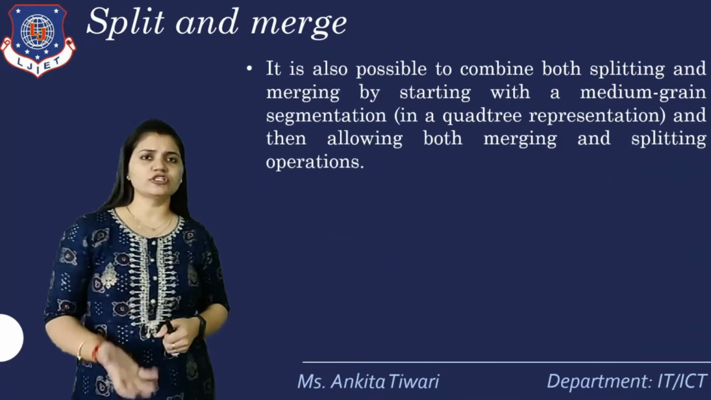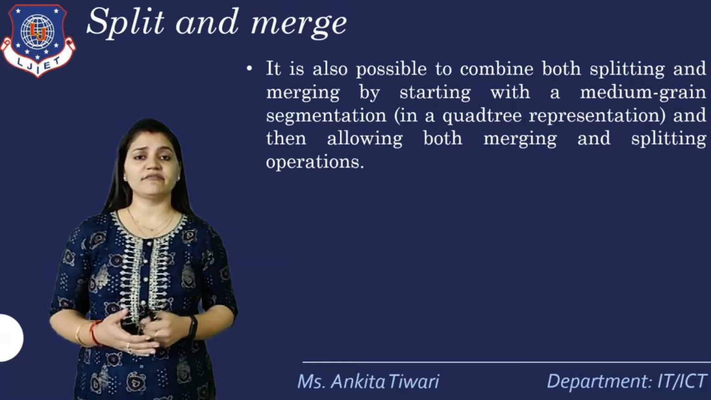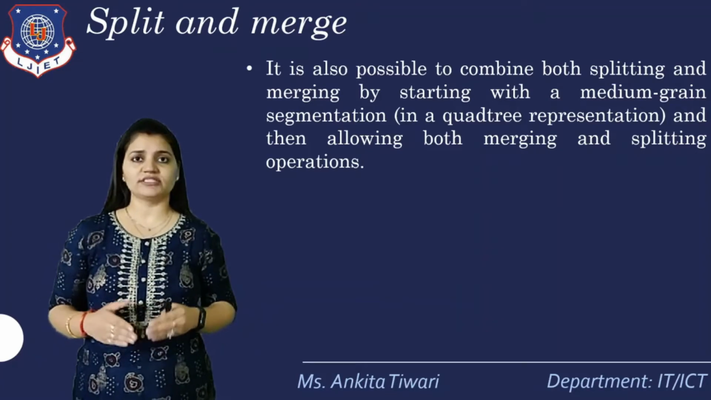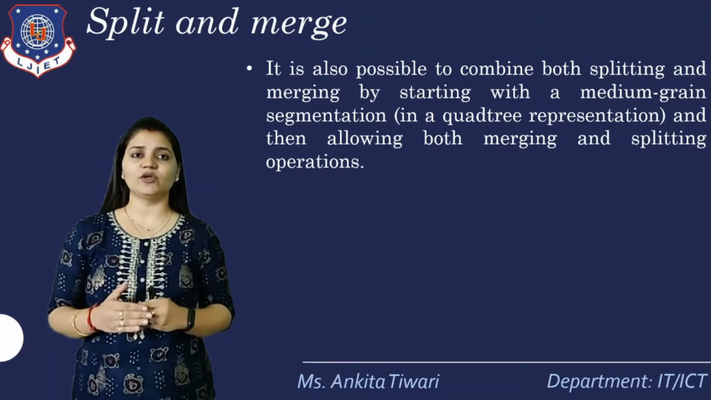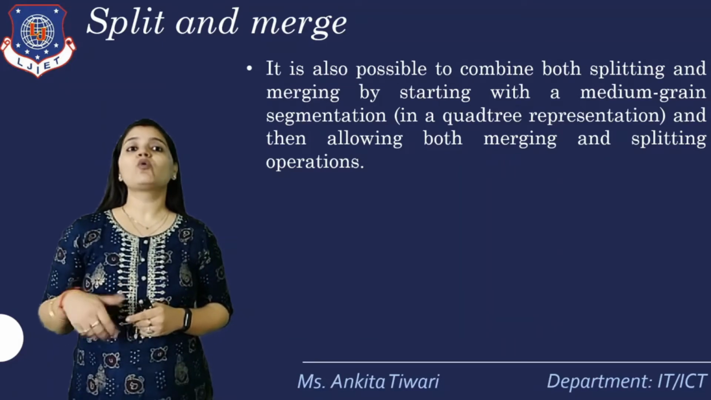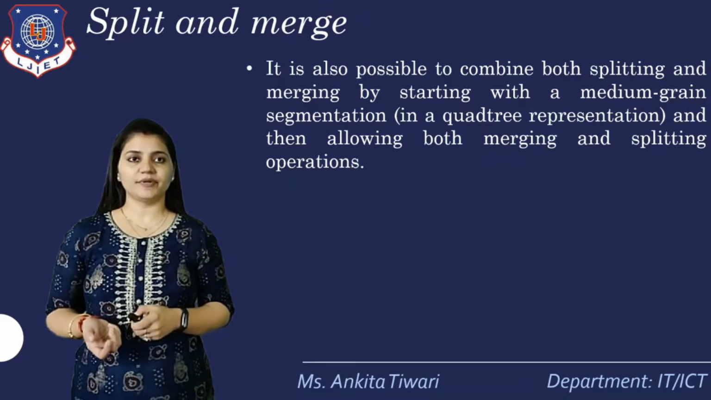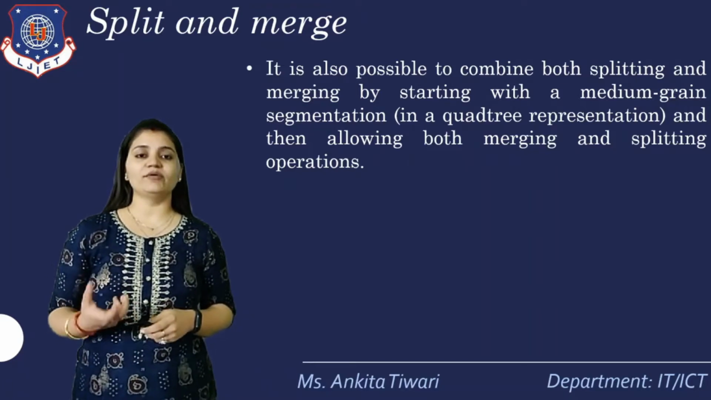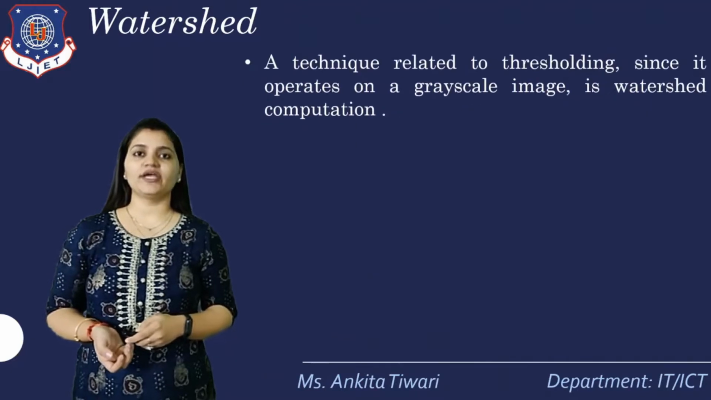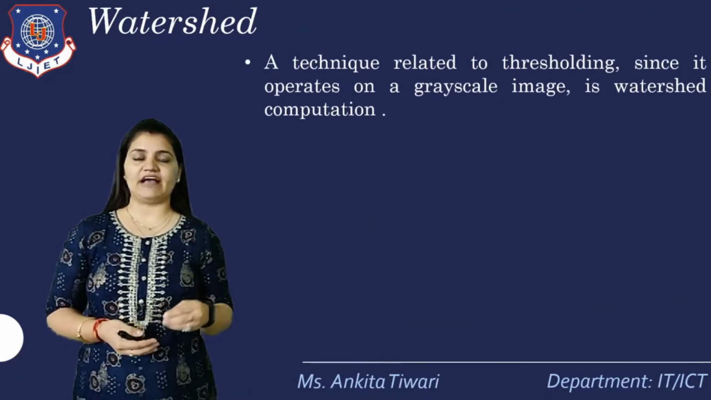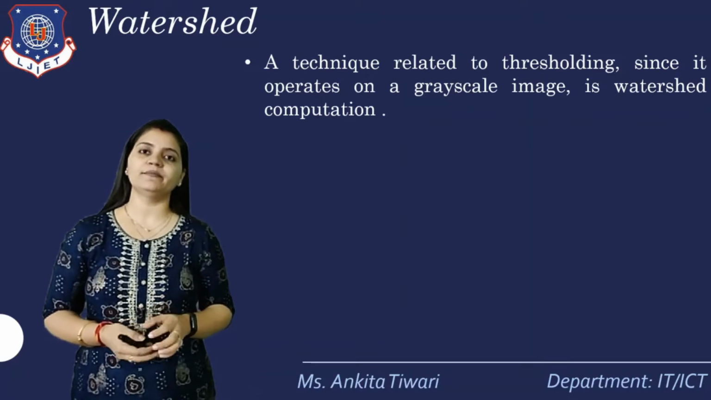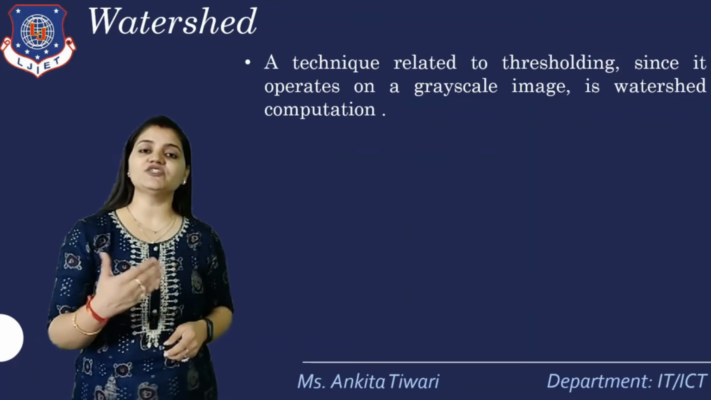It is also possible to combine both. Means we are splitting and we are merging. It is very possible to combine both splitting and merging by starting with a medium grain segmentation, represented in a quadtree representation, and then allowing both merging and splitting operations. So the first technique that we have is watershed, a combination of splitting and combining.